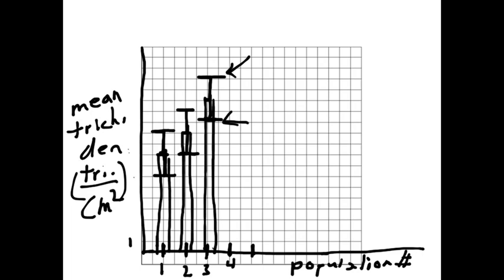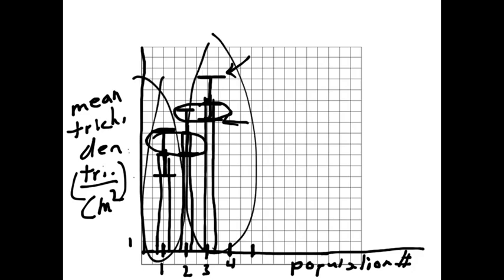Notice that population 2 and population 3 overlap in here. That means those 2 groups are not statistically very different from each other. Also notice that group 1 and group 2 overlap in that area, so they're not statistically very different from each other. But notice there is no overlap between 1 and 3.